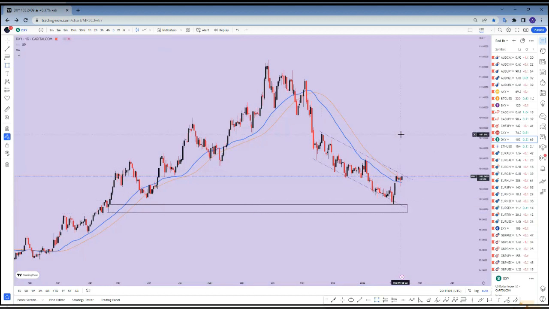Now what we're trying to figure out is, will price actually break above this channel? In my opinion, that is going to be a very, very tough call, and the reason is we have this huge supply zone hanging right above that area. Let me see on the 4 hours time frame.